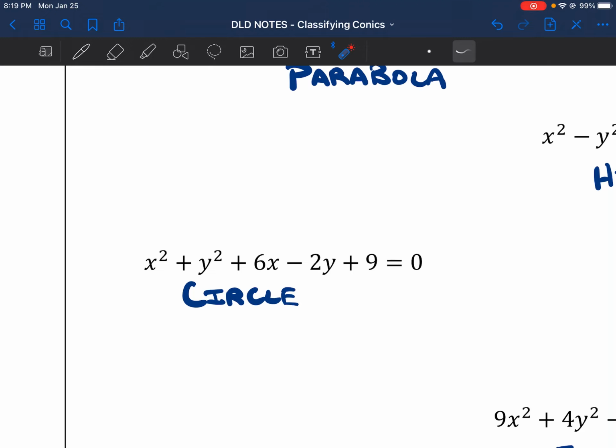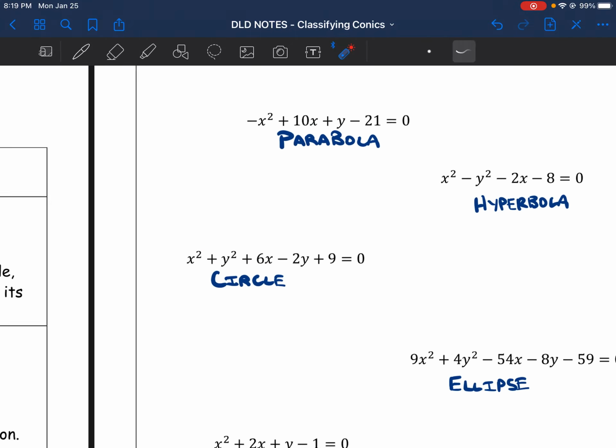In our next example, x squared plus y squared plus 6x minus 2y plus 9 equals 0. A is 1, b is 1. Neither of them are 0, so it's not a parabola. However, they are equal to each other. A is 1 and b is 1, so this is an example of a circle.